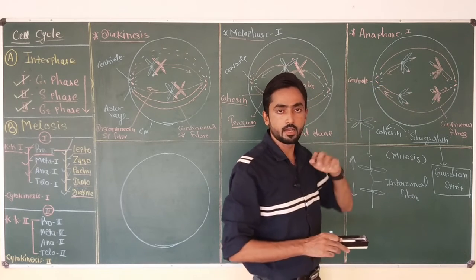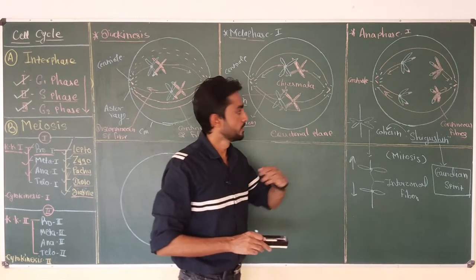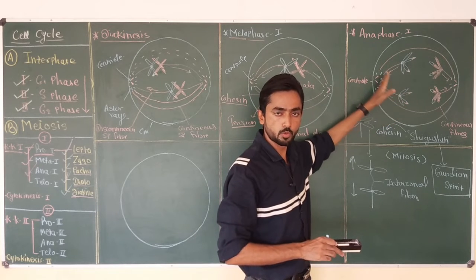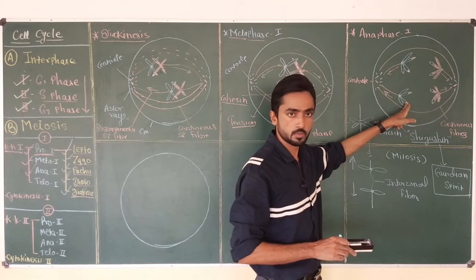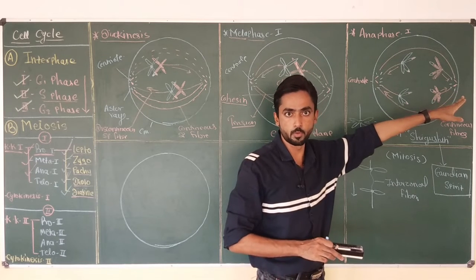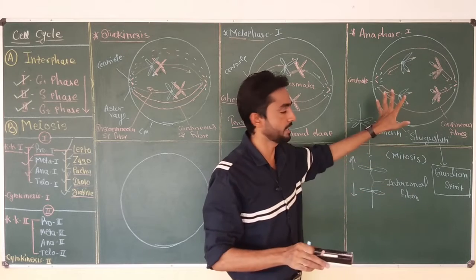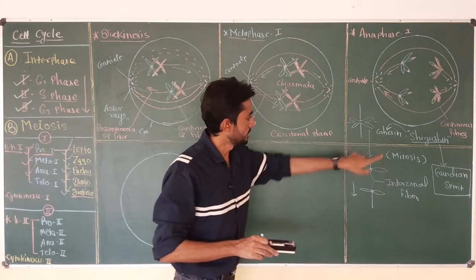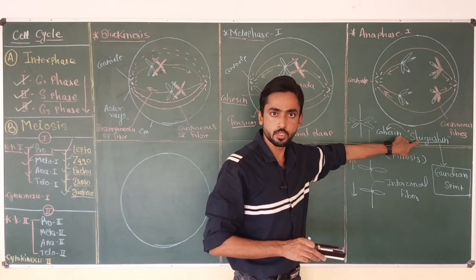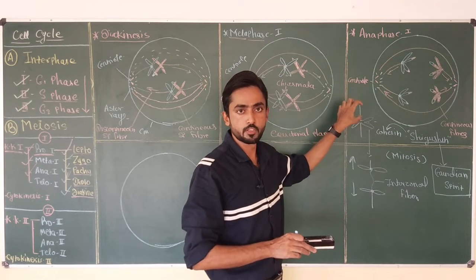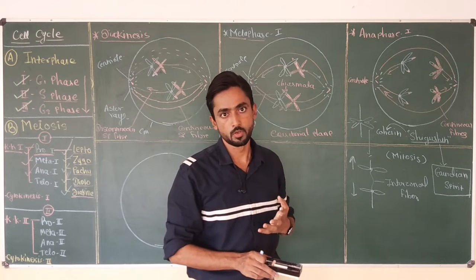Okay, while in the case of mitosis, due to splitting, 50% of the chromosome moves towards one pole and the remaining 50% moves towards the other pole. Equal distribution of the genetic information takes place, but in this case, due to this cohesin and shugoshin protein, the entire chromosome moves towards one pole. Splitting does not occur. Okay.